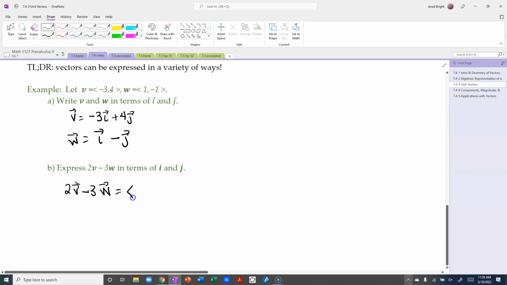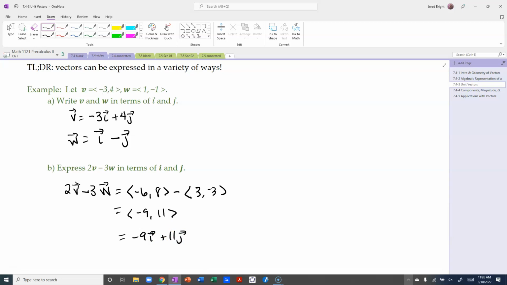What I would do is the arithmetic in component form. So this would be negative 6, 8, plus, I'm distributing, or I'll do subtraction, 3 into each of those, 3 minus 3. So I get negative 9 and then 11. I do the arithmetic in component form because it's quicker, and then I just include the i and the j at the end. Again, i is just saying go this far horizontally, and j is saying go that far vertically. And that is all unit vectors, my friends.